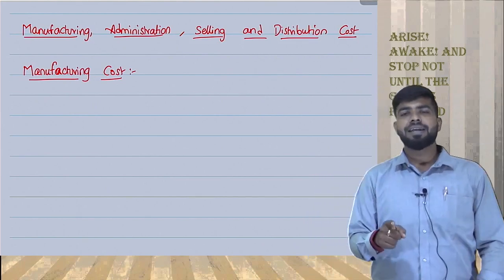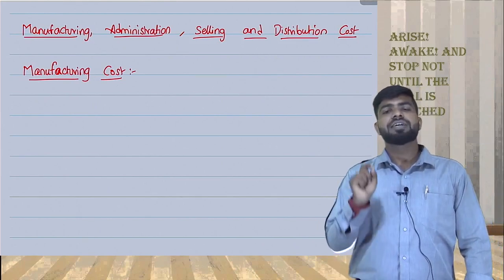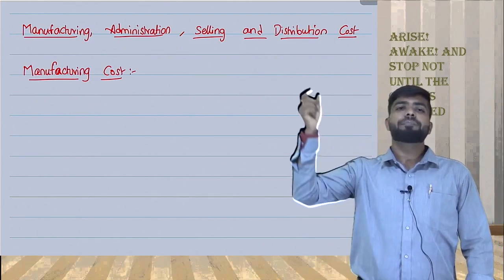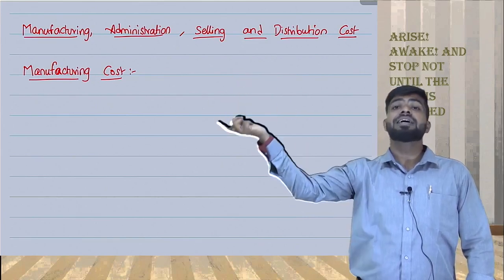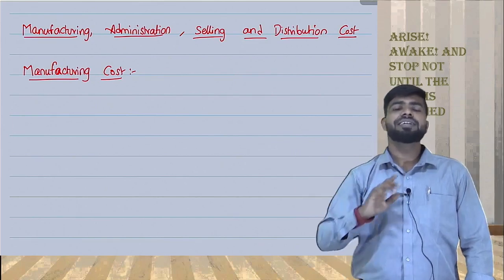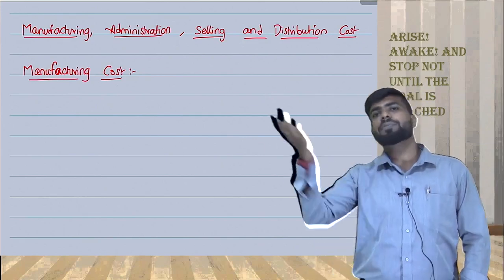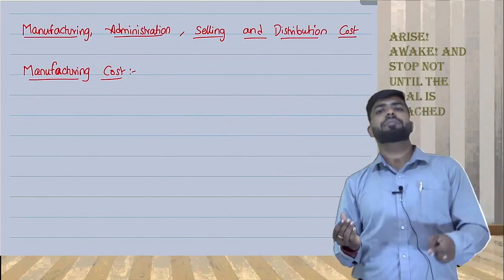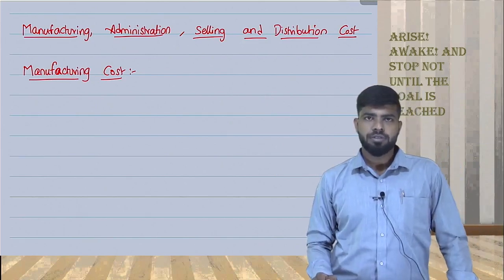But please understand, if you want to say it technically or officially, what does manufacturing cost mean? The expense incurred from the purchase of raw material till the primary packing is called the manufacturing cost. What is primary packing? We will discuss that later. As of now, understand, from the purchase of raw material till the primary packing of the product will be called the manufacturing cost. Understanding?